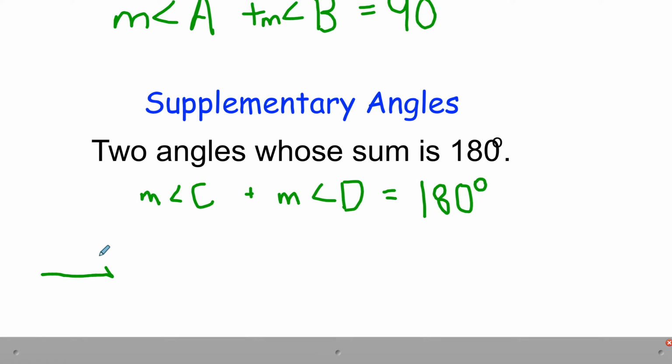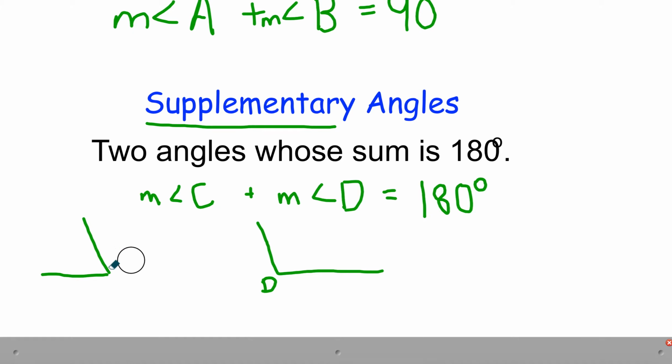Now there's no restriction on what these angles could be. For example, maybe this is angle C, and this angle over here is angle D. They don't have to be touching, they can be adjacent, but they don't have to be. All that must be true is that when I add the measure of these two angles together, they equal 180. That's what makes them supplementary.